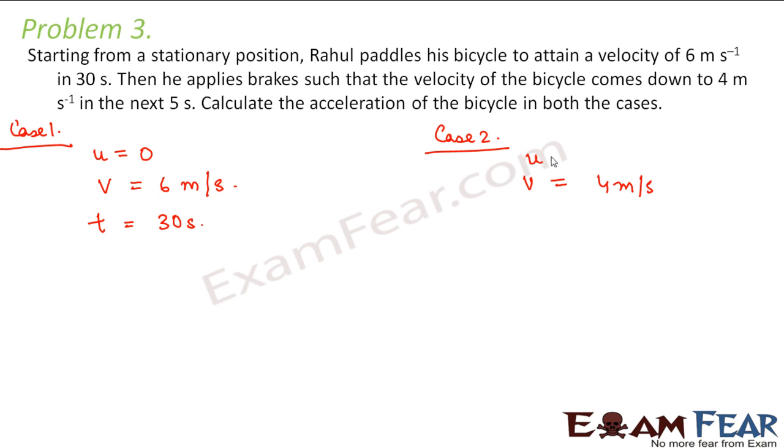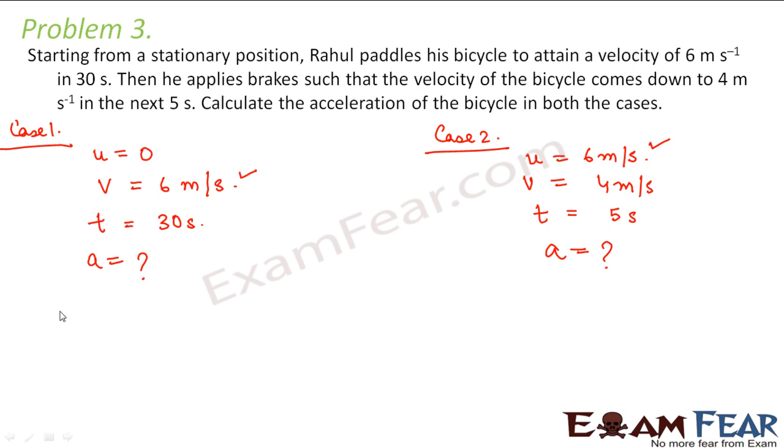And what was his initial velocity? His initial velocity was 6 meter per second, because in the second case, he was already moving with a velocity of 6 meter per second, right? So this becomes his initial velocity, and then he applies brake, so his final velocity becomes 4 meter per second. And how much time does he take to do so? He takes 5 seconds.